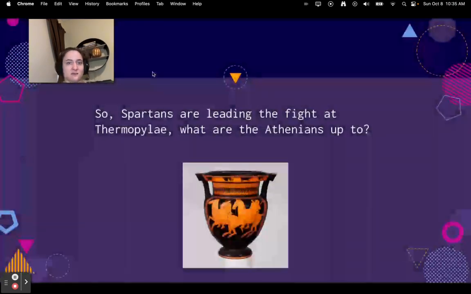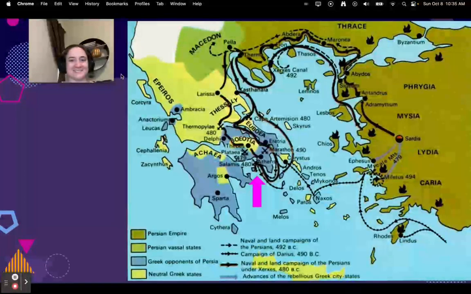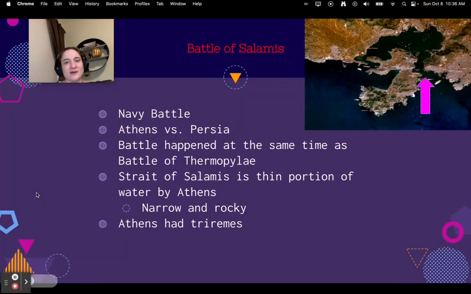Dun dun dun. So, Spartans are leading the fight at Thermopylae. What are the Athenians up to? That's a good question. So Athens was really, really known for their navy. So they are going to be doing a battle right here to the south of Athens itself. This was called the Battle of Salamis. It is a navy battle. It was Athens versus Persia.